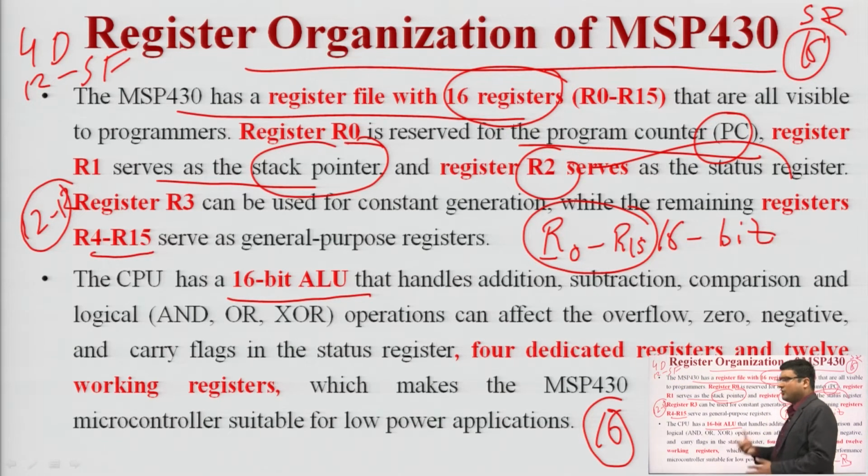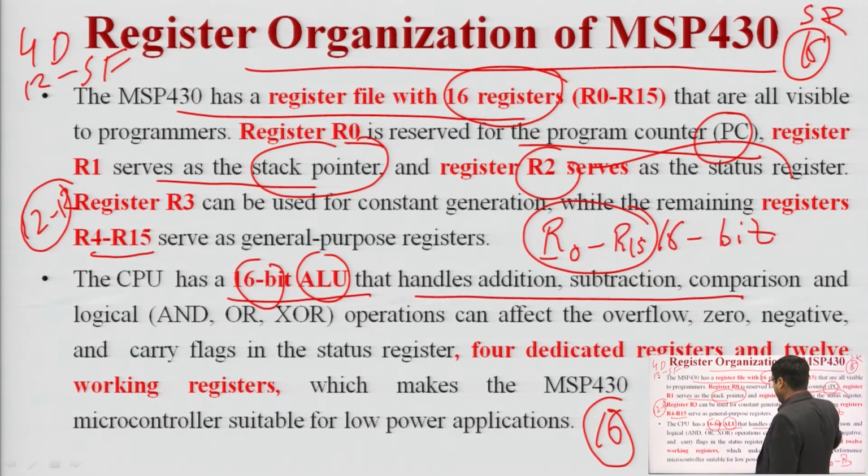The CPU has a 16-bit ALU. Whatever we are doing in a particular register, the values of the registers are given to the ALU, as we have seen in the previous lecture. The ALU is 16-bit, and it can handle addition, subtraction and logical operations. So the ALU can perform arithmetic and logical functions. After execution of an instruction, it can affect the flags.